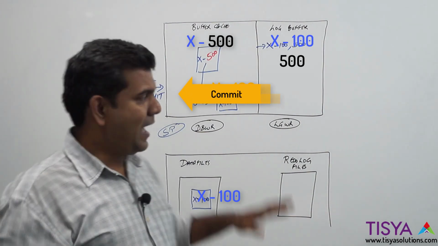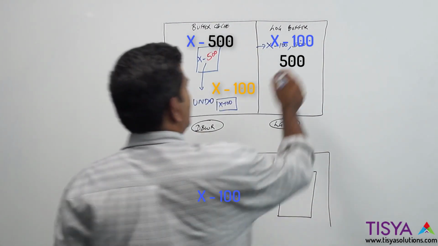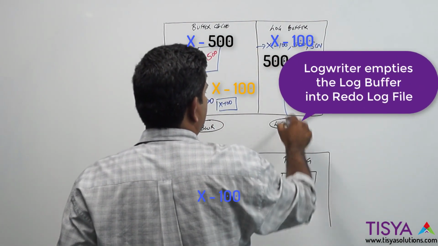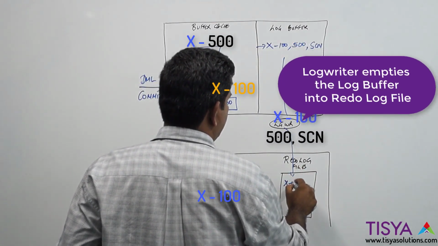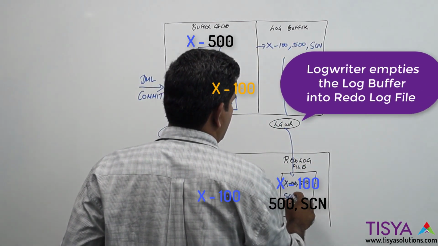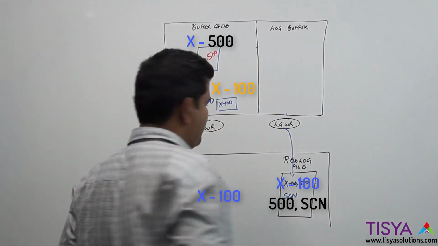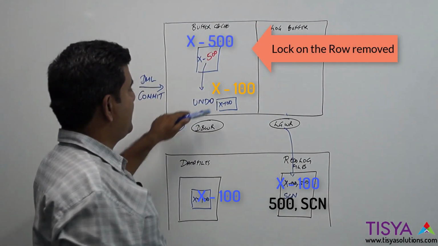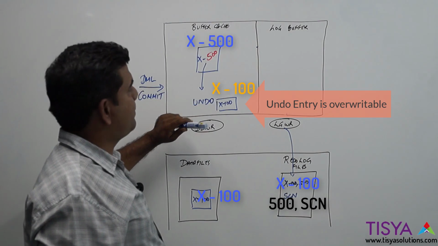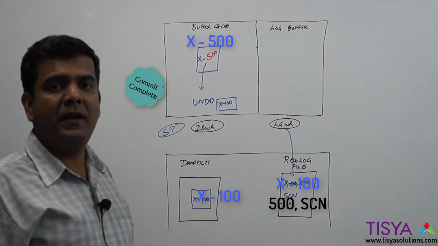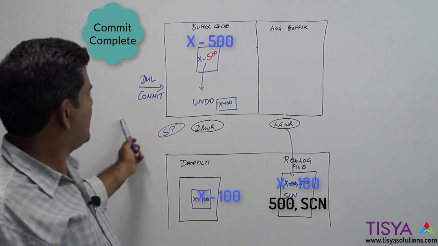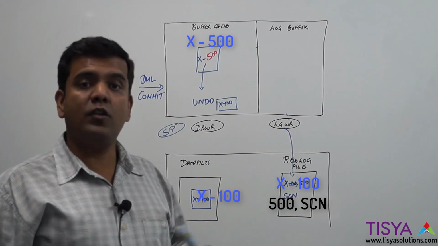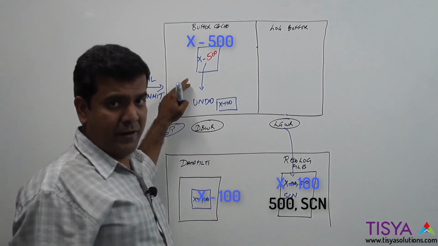issue a commit, and when he issues a commit, what is going to happen? A system change number is generated and the entire contents are written into the redo log file, and the lock that would have been created on this is removed, and the undo is now overwritable, and the user is told commit complete. At this moment, if any other user queries for the value of X, he will get to see 500, not the old value 100, because the transaction is committed.